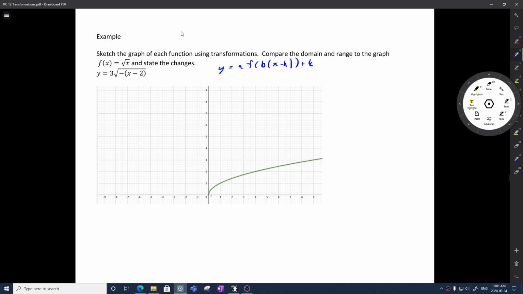Please do this. I think it's pretty straightforward to pick out A, H, and K here. So first things first though, I hate this thing, B. What I see is the coefficient in front of the x is 1, so it's already been factored out. So in here, A is equal to 3, B is equal to -1, H is equal to 2.